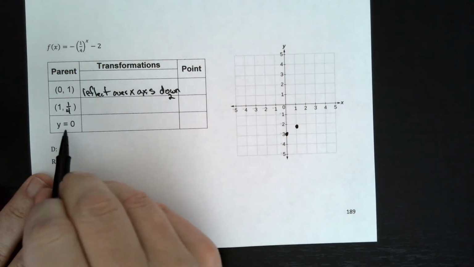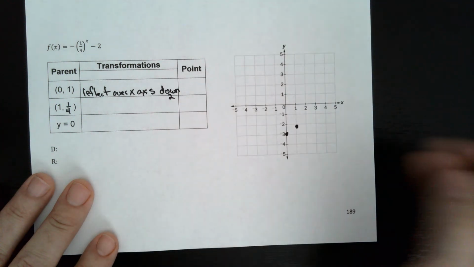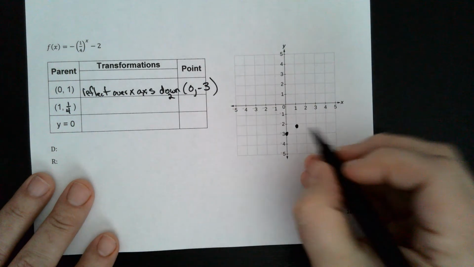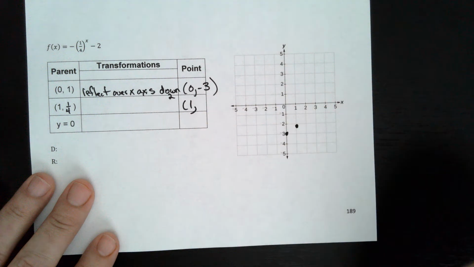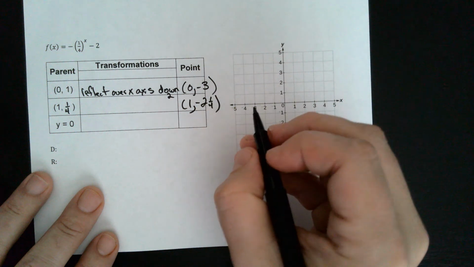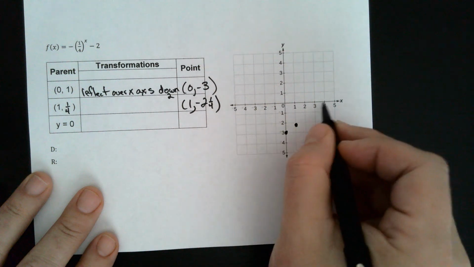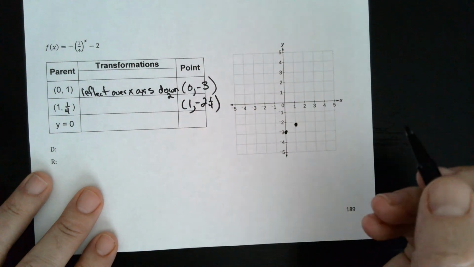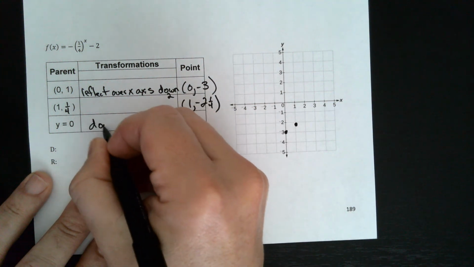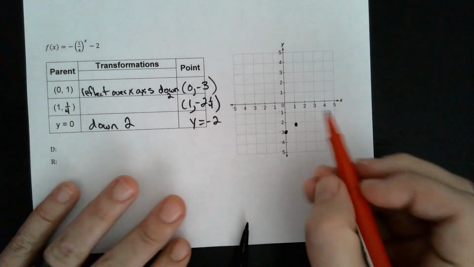Let me write these points. The first point up here after I reflected was 0, negative 3. The second point after reflected and subtracting 2 was 1, comma, negative 2 and a quarter. And then the last one: the reflection doesn't change the asymptote, because you can't reflect if you're already on the axis that you're reflecting around. But we can go down 2 from this, so our new one would be y is equal to negative 2. There's our asymptote right there.